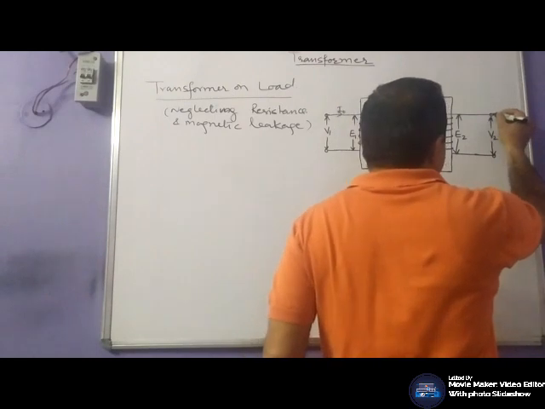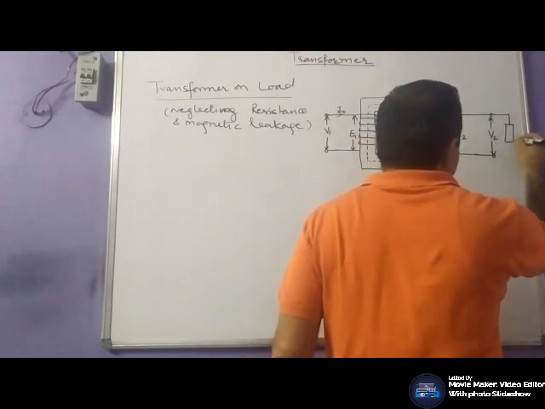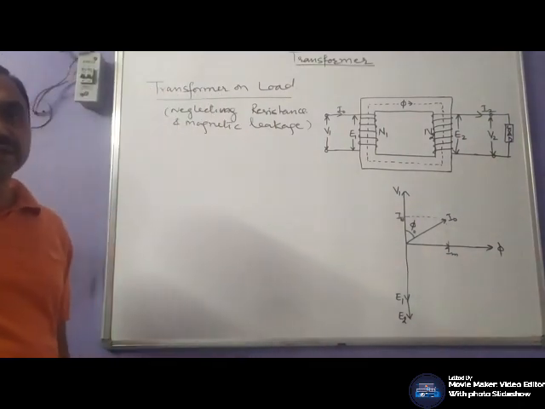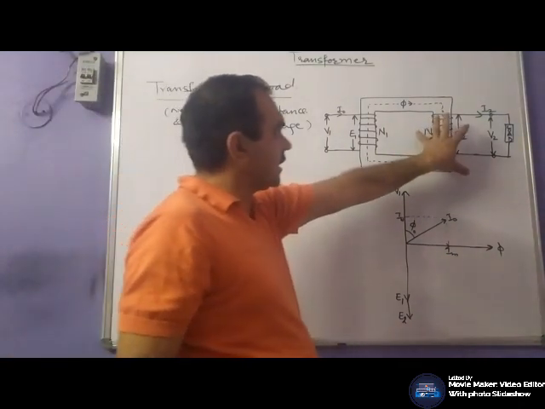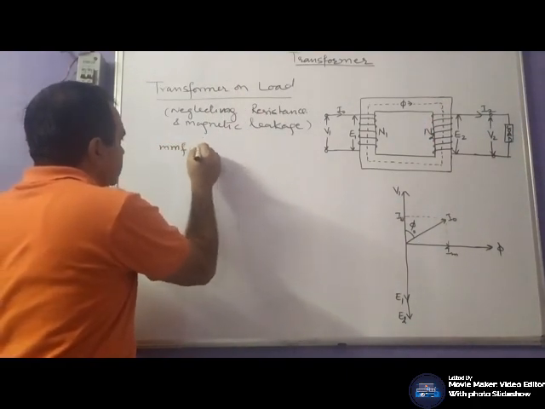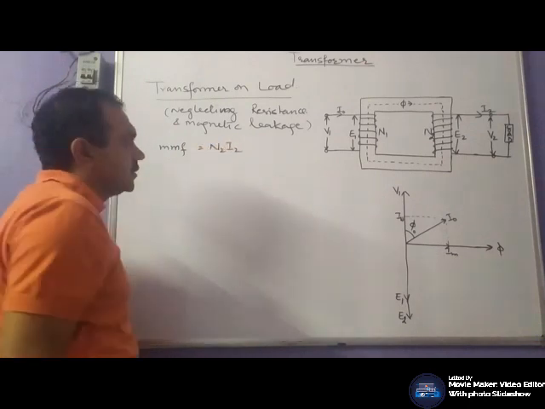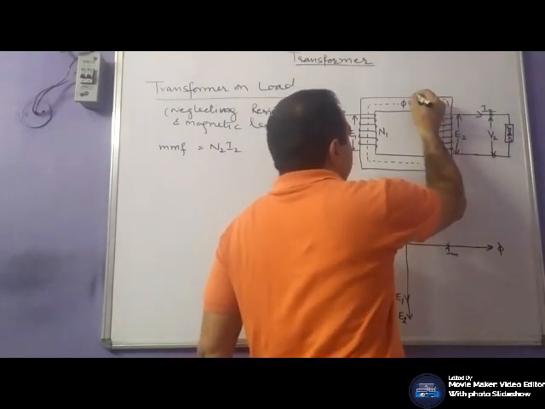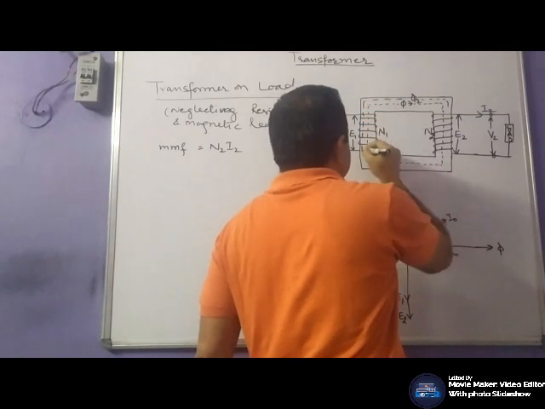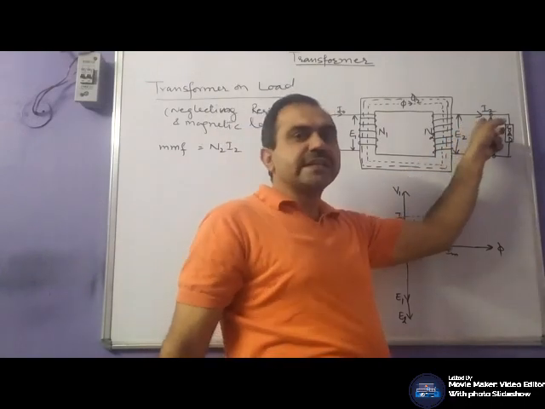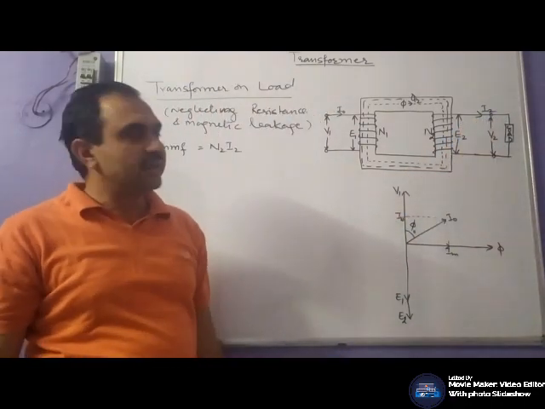When load is connected, obviously current would flow through the secondary coil. When current flows through the secondary coil, your secondary magnetomotive force would be established, which would establish a flux phi 2 in the opposite direction to the main flux. When current flows in the secondary winding, there will be a magnetic field due to that current.